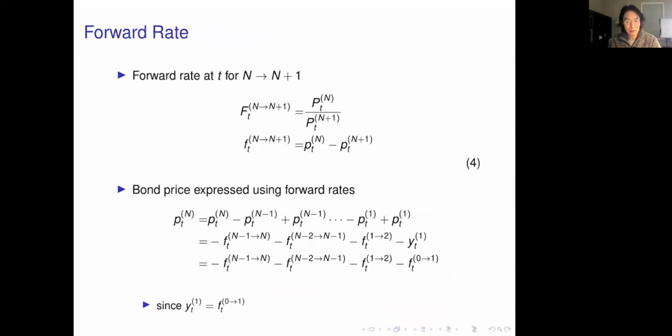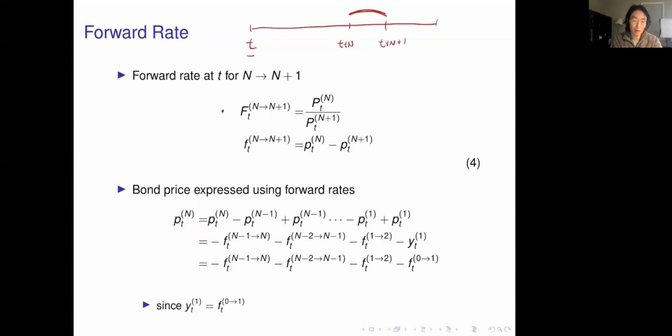And the next important concept is forward rate. Forward rate is basically the rate you will lock in today for a future loan. Okay, so say at time t, you are looking at n maturity and n plus 1 maturity rate. The forward rate is the rate that is known at time t, the rate that will apply from t plus n to t plus n plus 1. So that is the rate that you will lock in today for a future loan that will kick in from t plus n to t plus n plus 1. That forward rate is defined as the following.